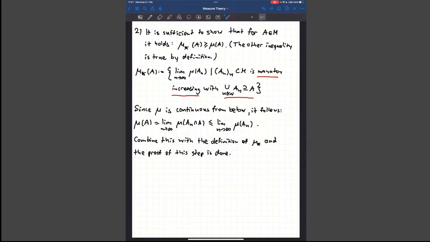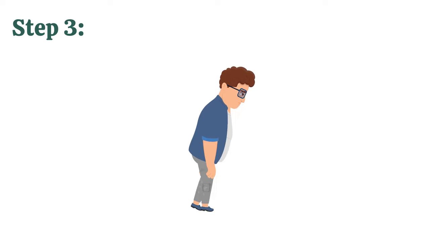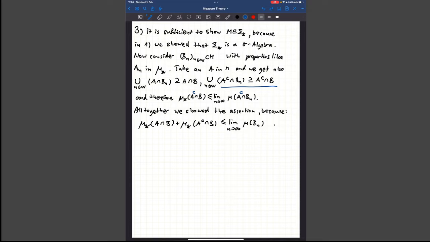Step 3, the generated sigma algebra is a subset of sigma star. Now we want to show that the generated sigma algebra by M, so this, is a subset of sigma star. And here it is sufficient to show that M is a subset of sigma star, because in the first step we showed that sigma star is a sigma algebra. So if this holds, of course this is also a subset of this, because it's the smallest one. So smallest sigma algebra. Okay.